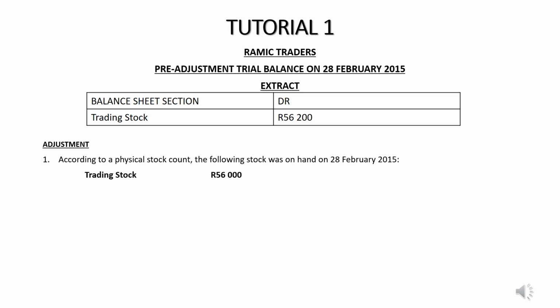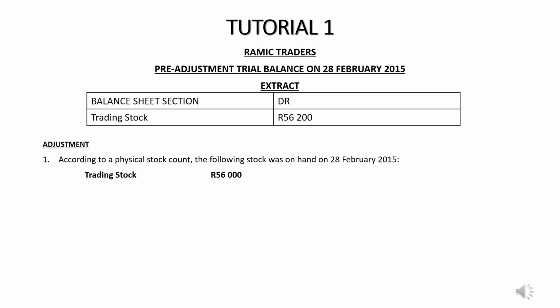But if you were doing a periodic inventory system, you're going to see a term purchases. So this is a perpetual inventory system because you are given what? A trading stock as an account under assets. But for a periodic inventory system, you will be given purchases under expenses.